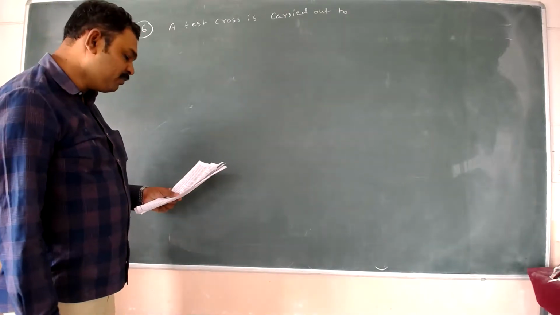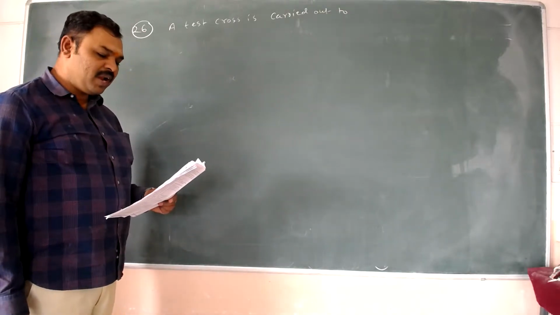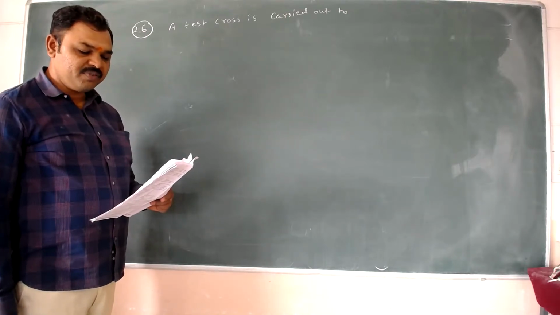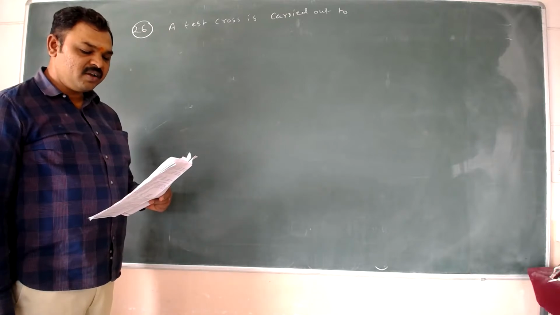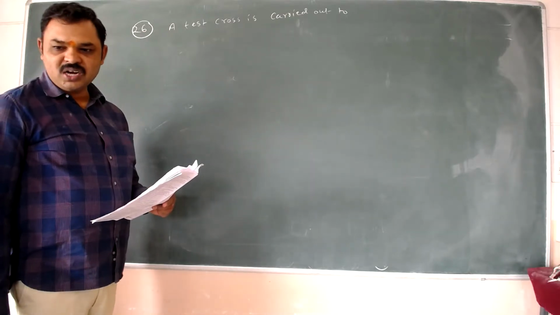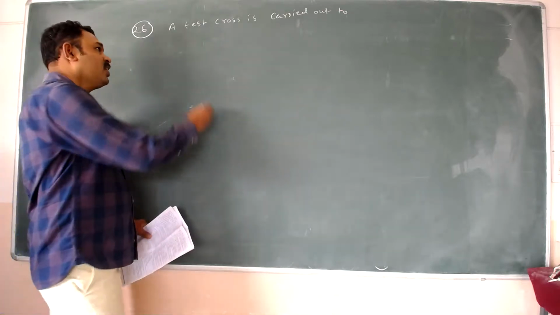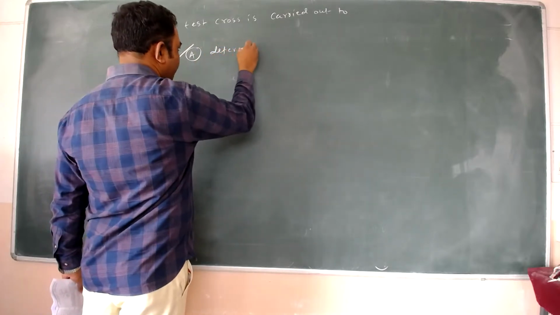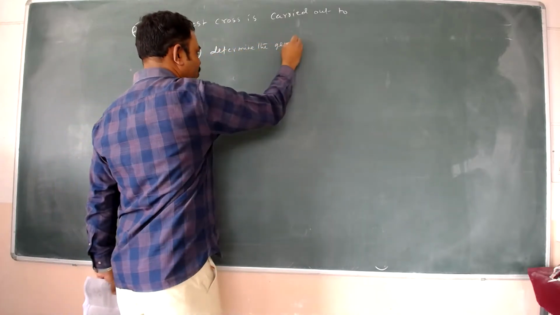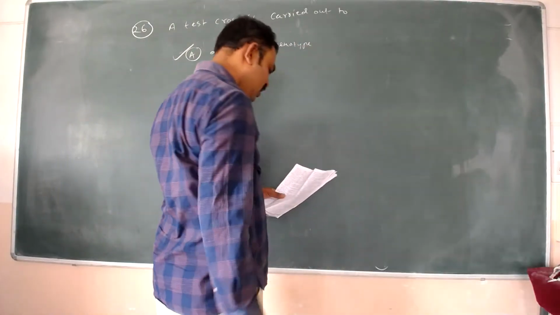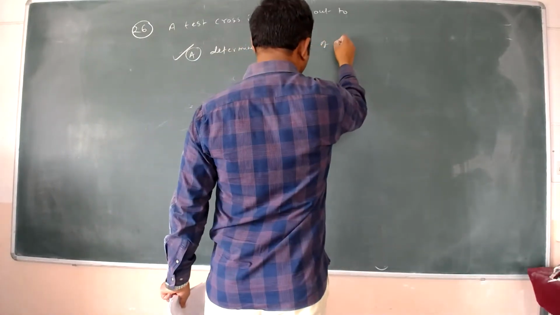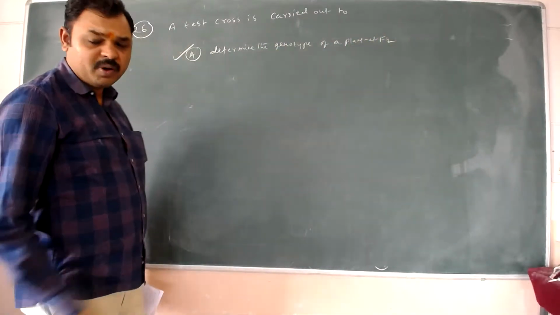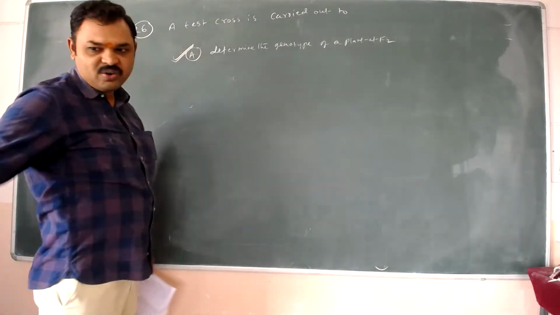So what are the options you see? Determine the genotype of plant at F2. Predict whether two traits are linked. Assess the number of alleles of each gene. Determine whether two species or varieties will breed successfully. So what is the answer here? Answer A: determine the genotype of a plant at F2. Here a test cross is done for the purpose of determination of the genotype.